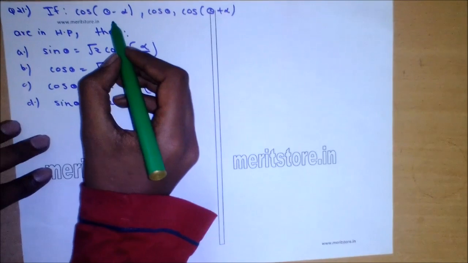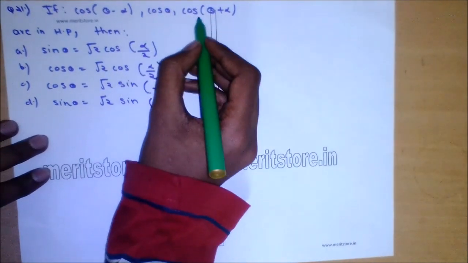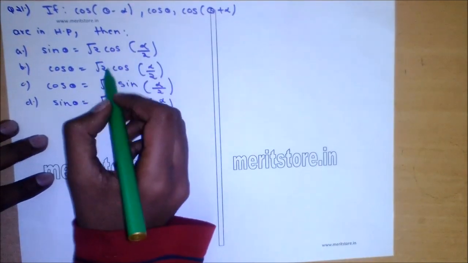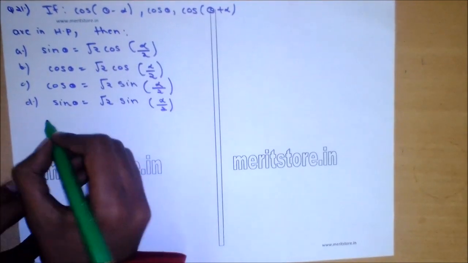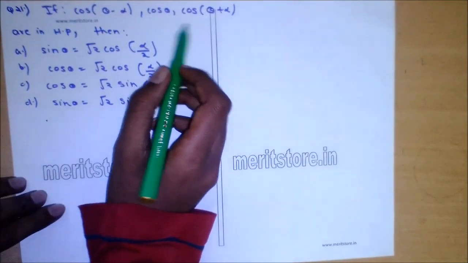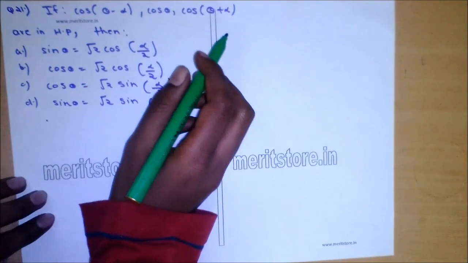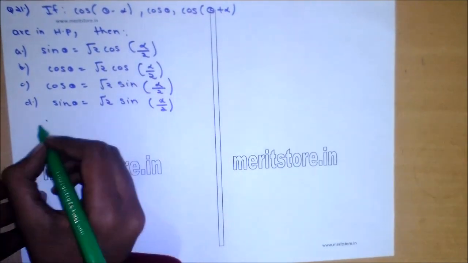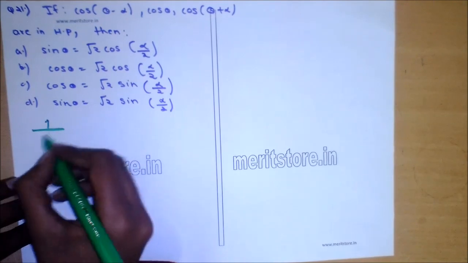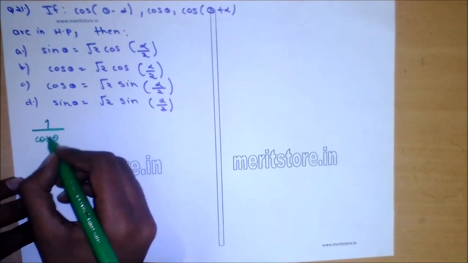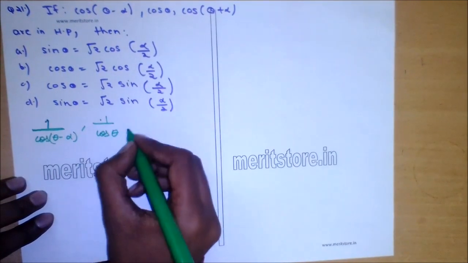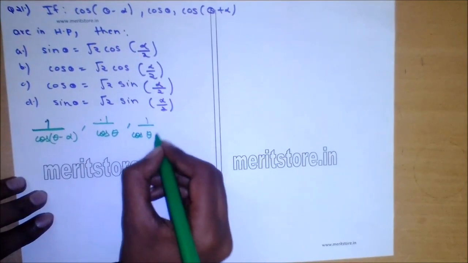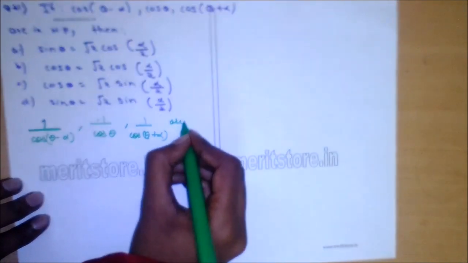If cos of theta minus alpha, cos theta and cos of theta plus alpha are in HP, that is harmonic progression, then which of the following is true? So these are the options. So first we'll convert this harmonic progression into arithmetic progression. So HP is inverse of AP. So we can write this as 1 upon cos of theta minus alpha, 1 upon cos theta and 1 upon cos of theta plus alpha are in AP.